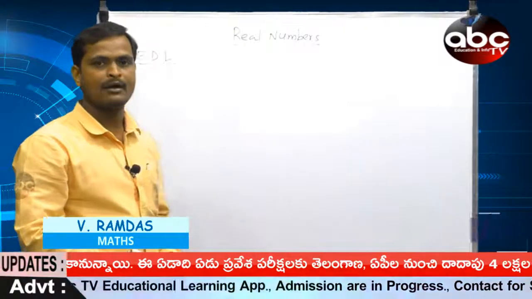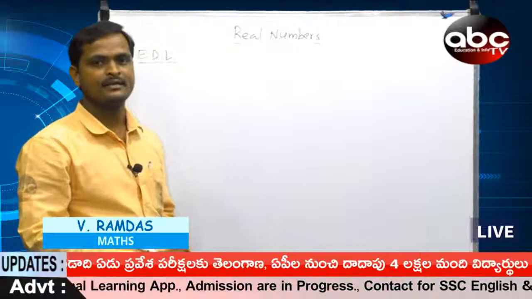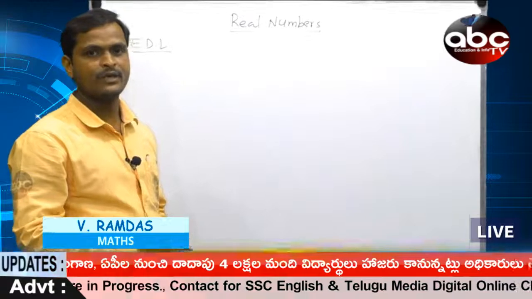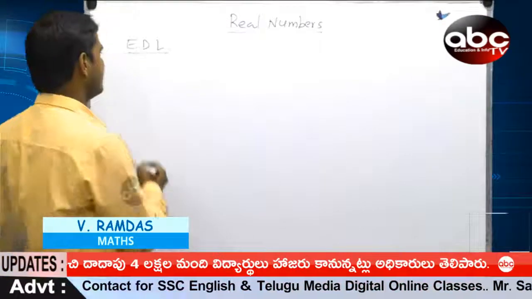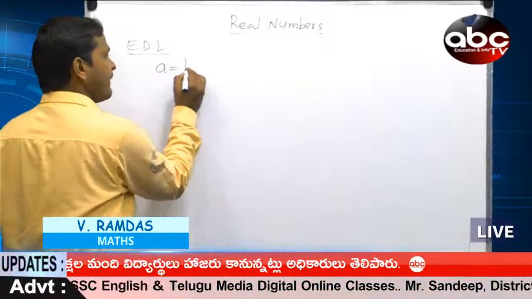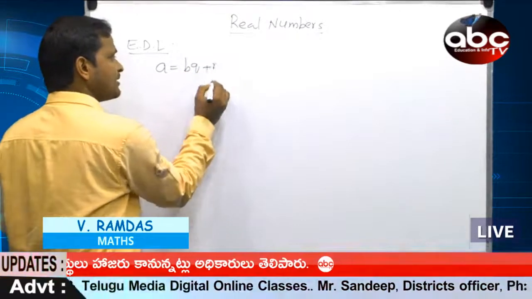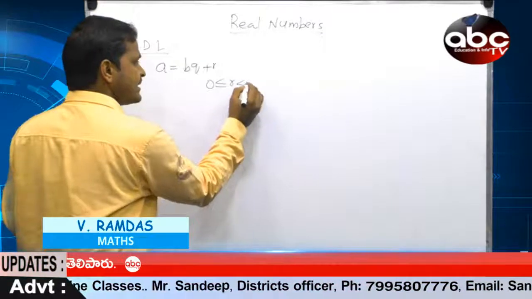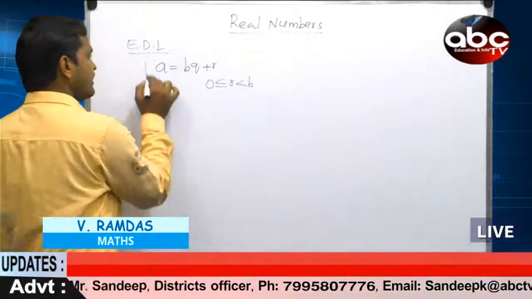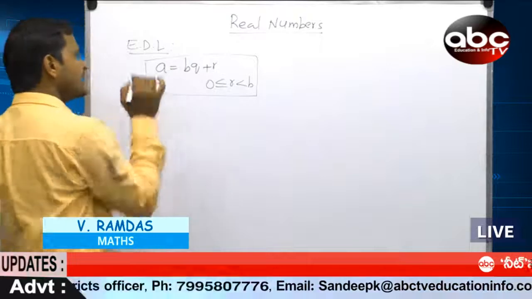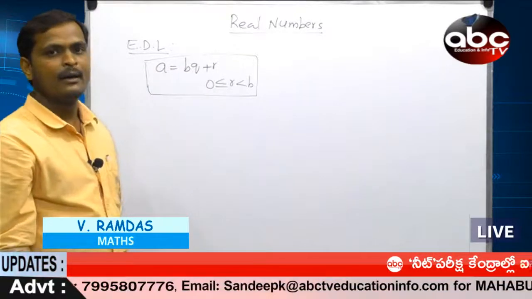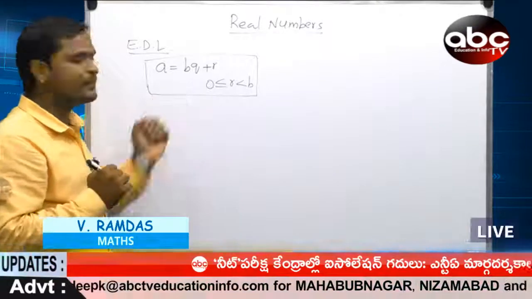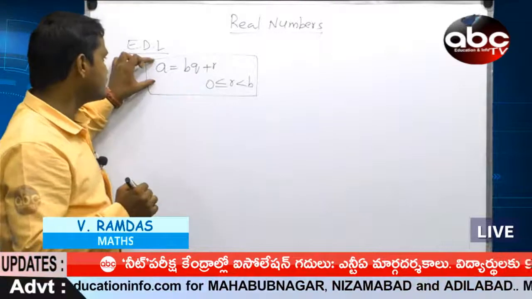If a and b are two positive integers, then there must exist q and r satisfying the condition a = bq + r, where 0 ≤ r < b. Okay, this is called Euclid division lemma. Based on this technique, we will solve example problems.